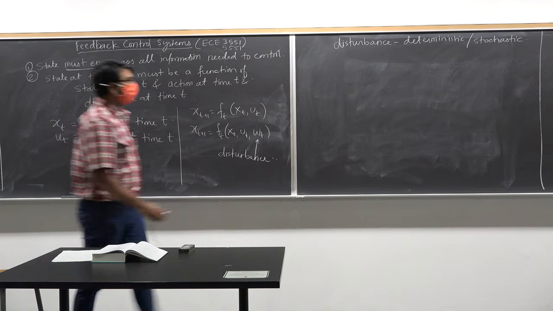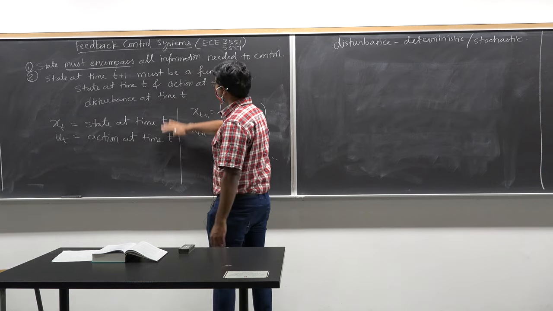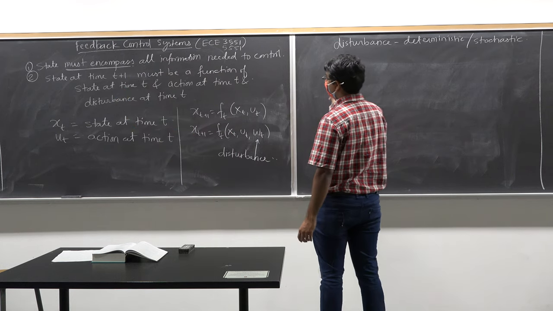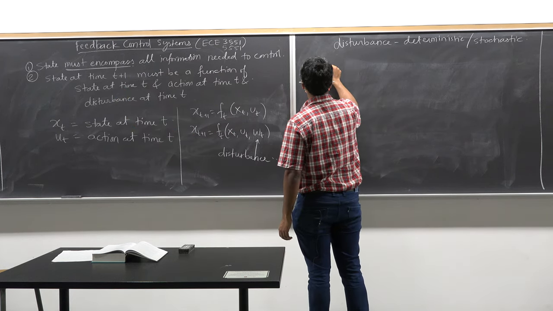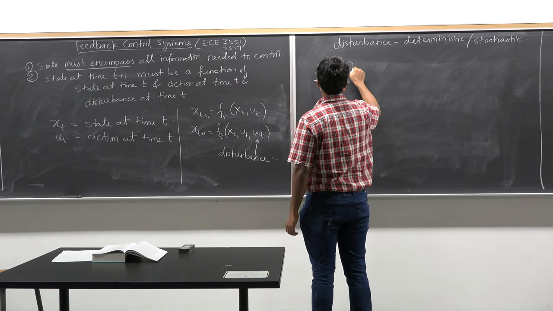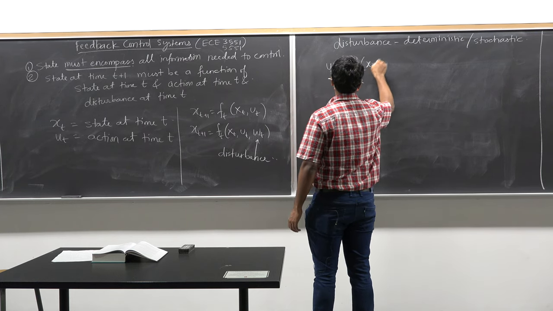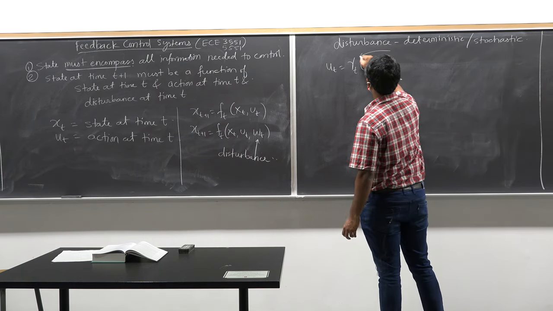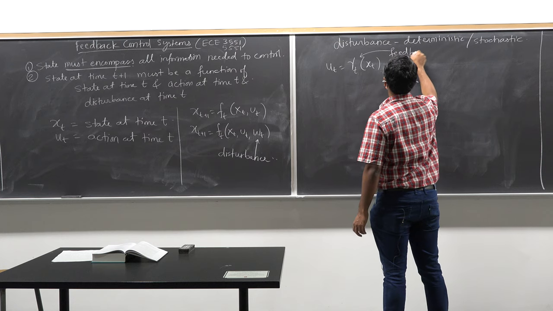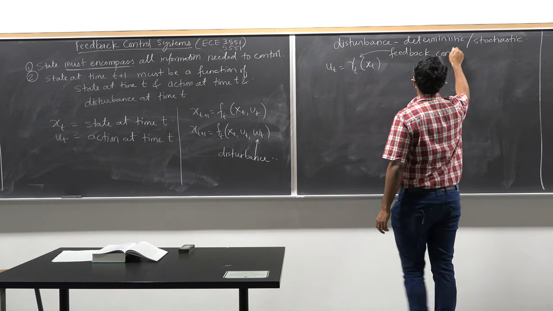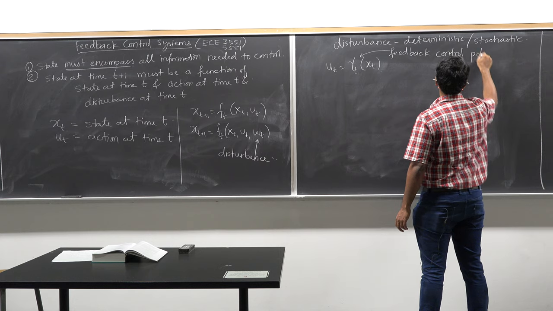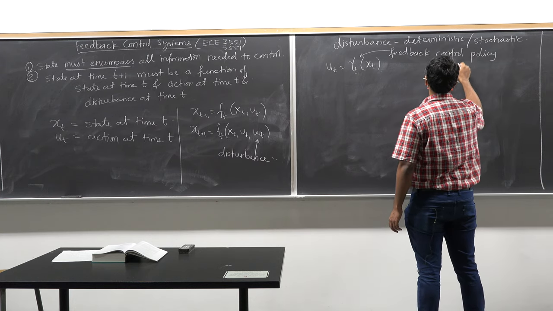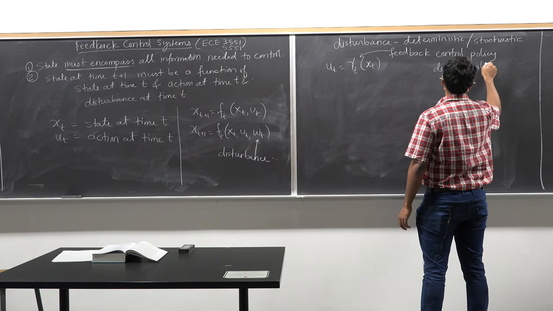All right. So now, this is the control system part. Let's talk about feedback. So the idea in a feedback control system is I want my u_t to be some function gamma_t of x_t. And this is known as a feedback control policy, or feedback decision policy.